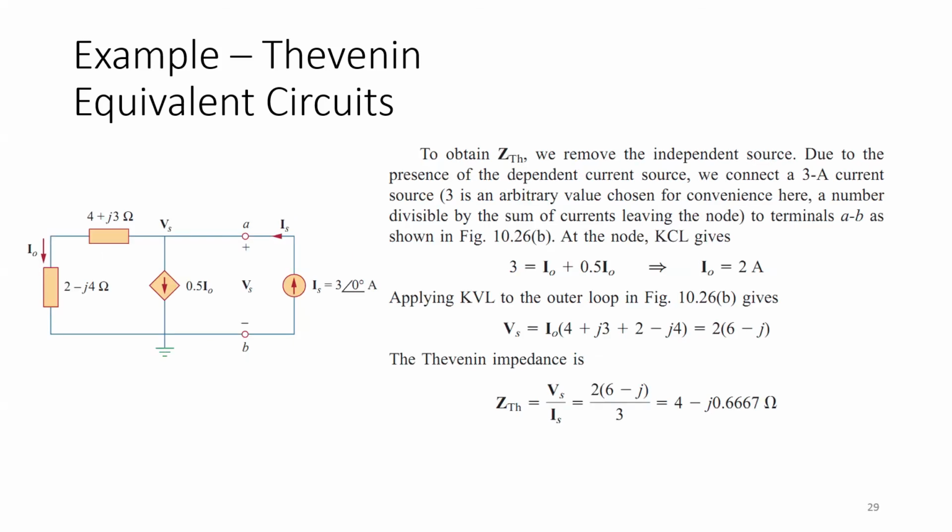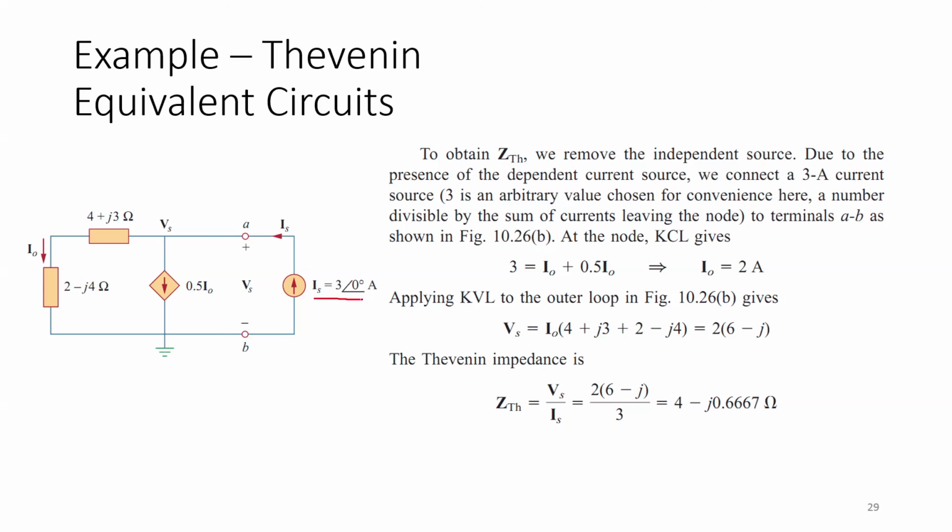Now the point is to find the Thevenin equivalent impedance. In order to find the Thevenin equivalent impedance in a circuit with dependent current or voltage sources, we connect a current or voltage source at the terminals of consideration. That is the terminals across which we need to find the Thevenin equivalent impedance and Thevenin equivalent voltage.